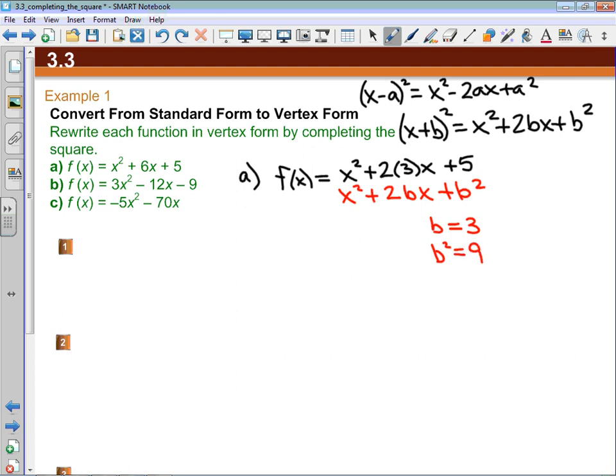Now, some students will identify that, well, we already have 5, so I really only have to add 4 more, and that's fine. You have to subtract 4 as well, of course. I don't think that's the best technique to start this with. Instead, what I'm going to do is take my original equation, and I'm going to use the f of x throughout here.